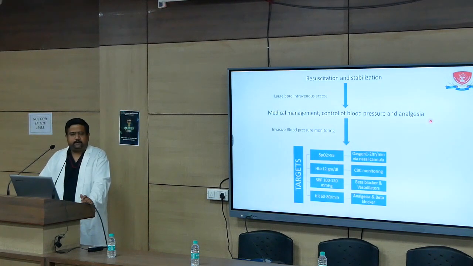Targets were to achieve a saturation of 95, which was achieved with oxygen of 1 to 2 liters per minute with nasal cannula, and hemoglobin more than 12 grams per dL with CBC monitoring. Systolic blood pressure was maintained at 100 to 120 mmHg with beta blockers and vasodilators, and heart rate of 60 to 80 per minute with analgesia and beta blockers.